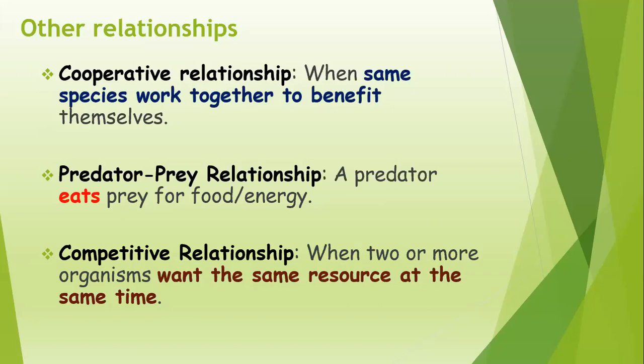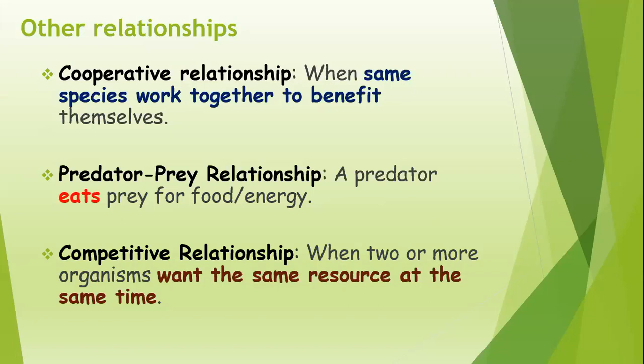Then the last one that we did was the competitive relationship. When two or more organisms want the same resource at the same time. Like the wolf, it killed an animal to eat its meat. But the ravens, the blackbirds, came quickly and they also wanted to eat the same meat at the same time. Now the wolf wants to eat it, the ravens want to eat it. So there's a competition going on between them for the meat. So when two or more organisms want the same resource at the same time, this relationship is called a competitive relationship.